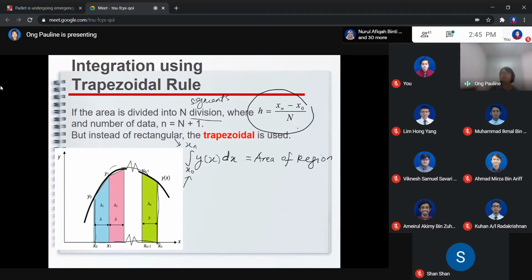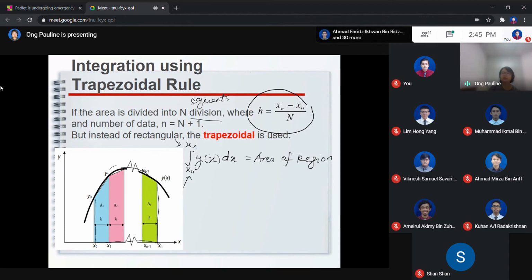So the n depends on how many segments or how many divisions or how many trapeziums you want to use. So n you can determine by yourself if it has not been stated in the question. Okay, so we go back to here.